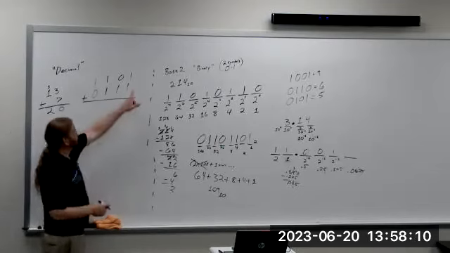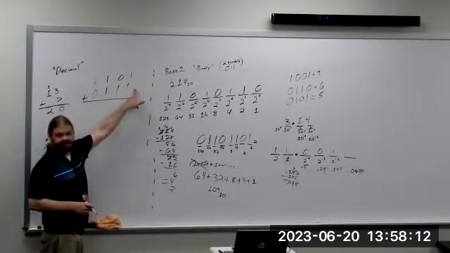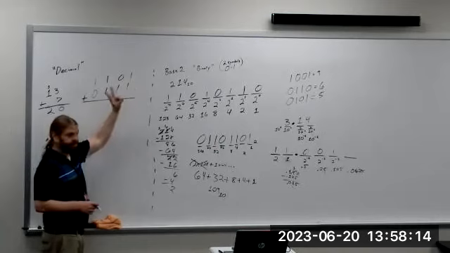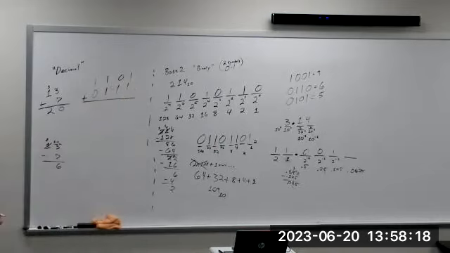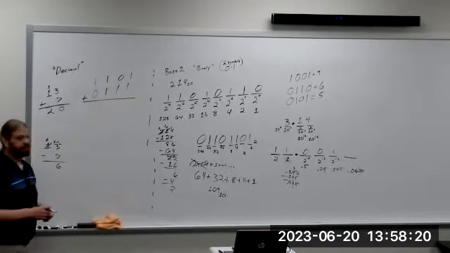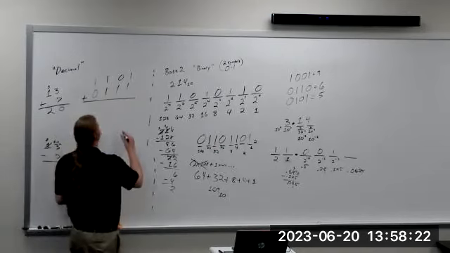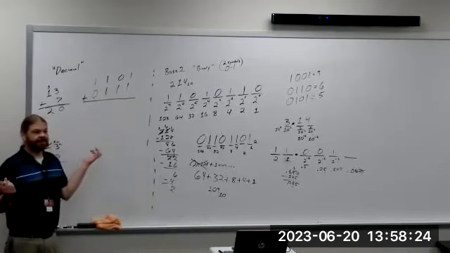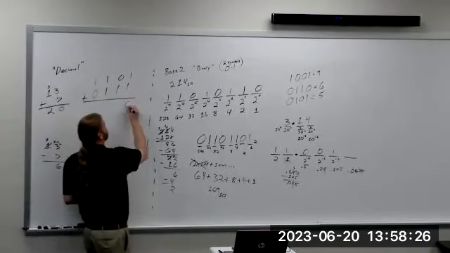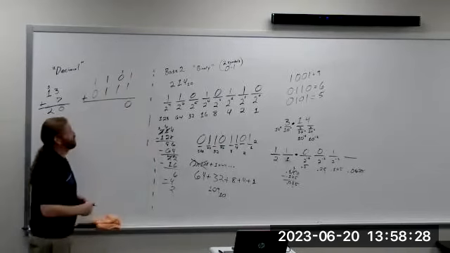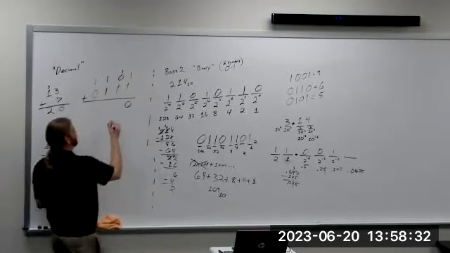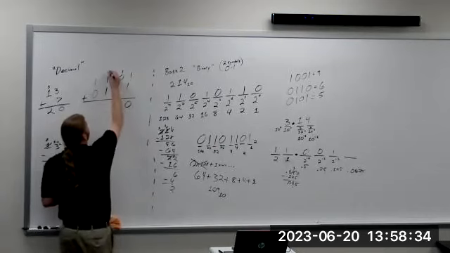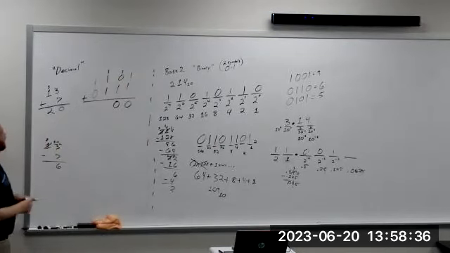Then we can add these. What's 1 plus 1? And in binary, how do we write 2? Yes, which takes 2 columns. So a 0 in this column, and we carry a 1 over here. And again, we're back to 1 plus 1. 2, so 0, carry a 1. And 1 plus 1 plus 1.